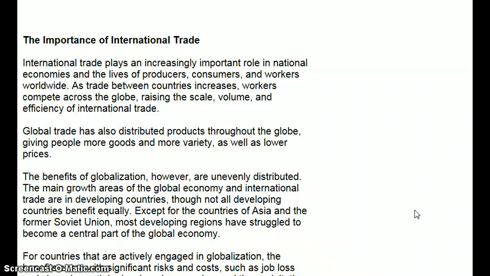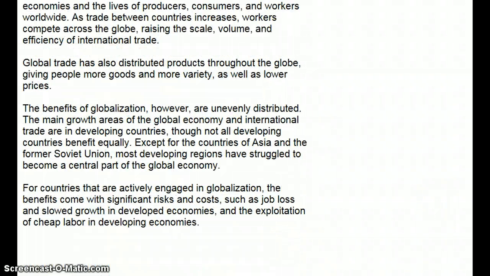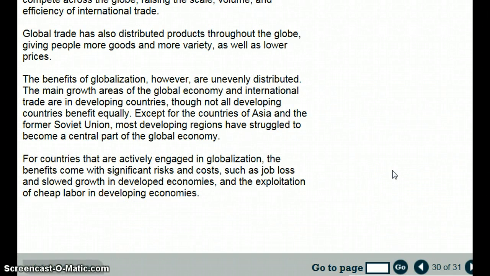The main growth areas of the global economy and the international trade are in developing countries, though not all developing countries benefit equally. Except for the countries of Asia and the former Soviet Union, most developing regions have struggled to become a central part of the global economy. For countries that are actively engaged in globalization, the benefits come with significant risks and costs, such as job loss and slowed growth in developed economies, and the exploitation of cheap labor in developing economies.